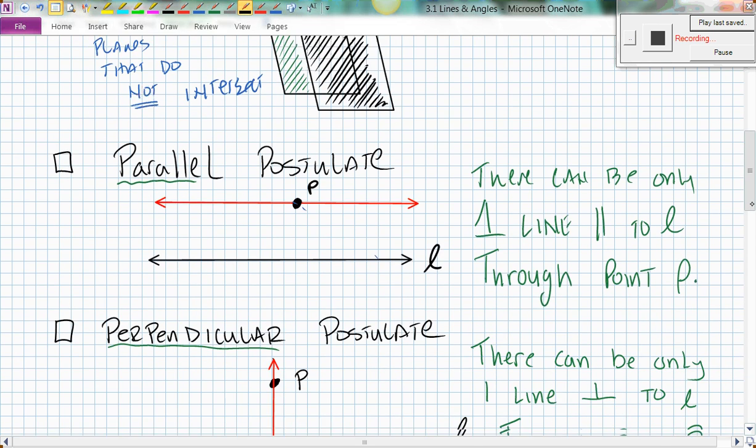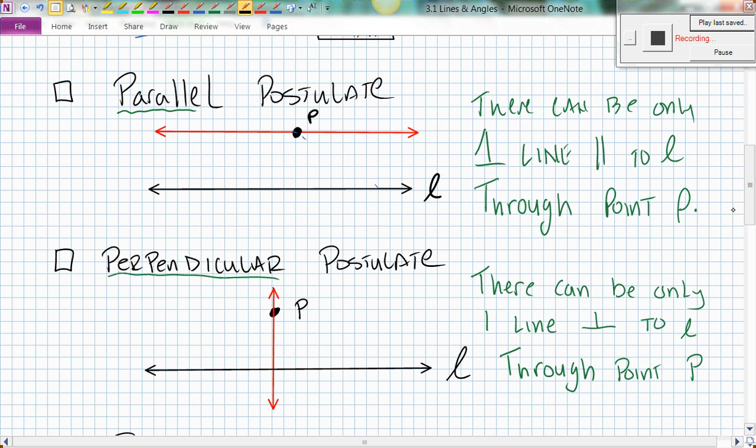Then we talked about two important postulates. One was the parallel postulate, and the other was the perpendicular postulate. We took some time developing this. We said that the parallel postulate says that there can only be one line that is parallel to our line L and goes through point P. My black line is line L. I have a single point. The red line is the only line that can be parallel to L and goes through P.